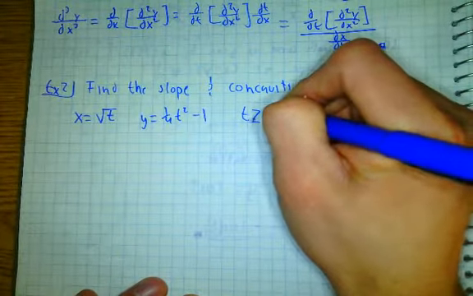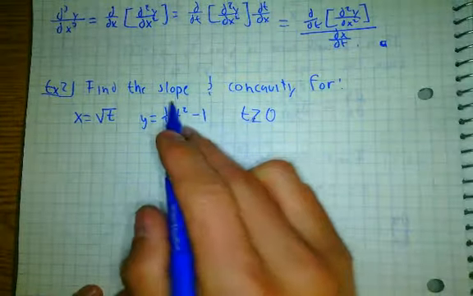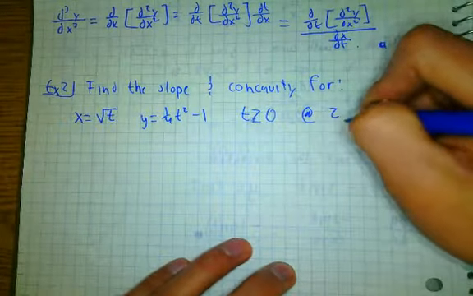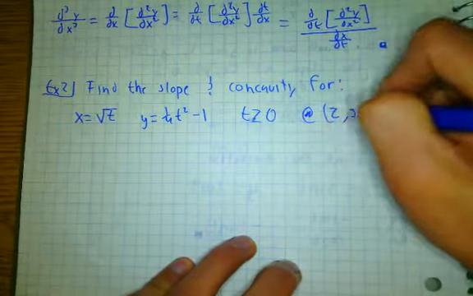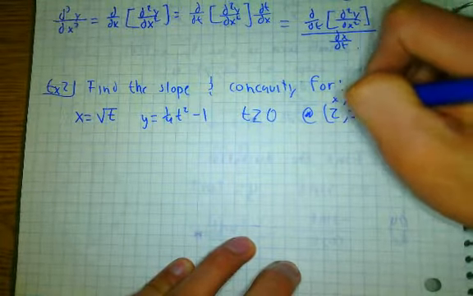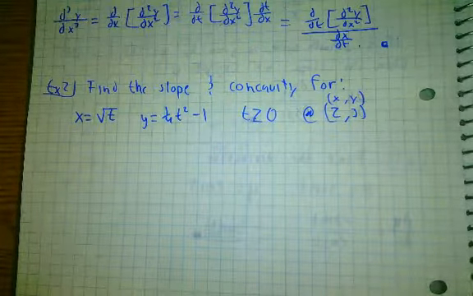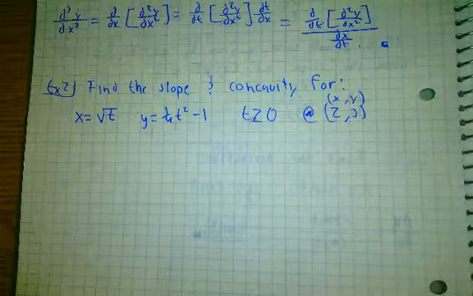And since we're finding a slope and a concavity, you need a point. So we're going to say at the point (2, 3). Now, make sure we understand that this is (x, y). So we'll talk about that here in just a second. Alright, so let's take this problem step by step. First thing I want to do is find the slope.